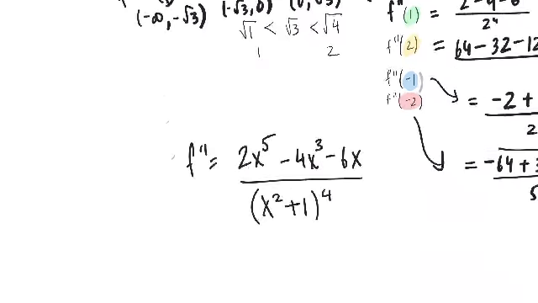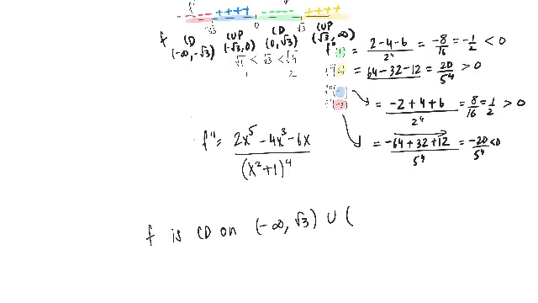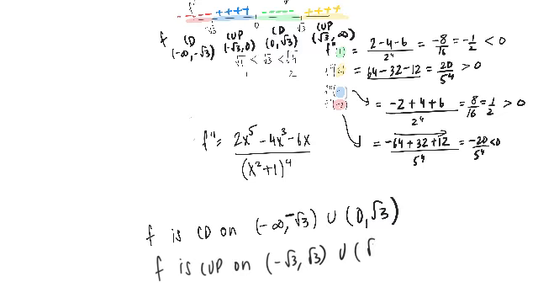You can say something like f is concave down on negative infinity to negative root 3 union 0 to root 3. And then f is concave up on negative root 3 to 0 union root 3 to infinity. So that would be the answer to part C. It's the intervals of concavity.